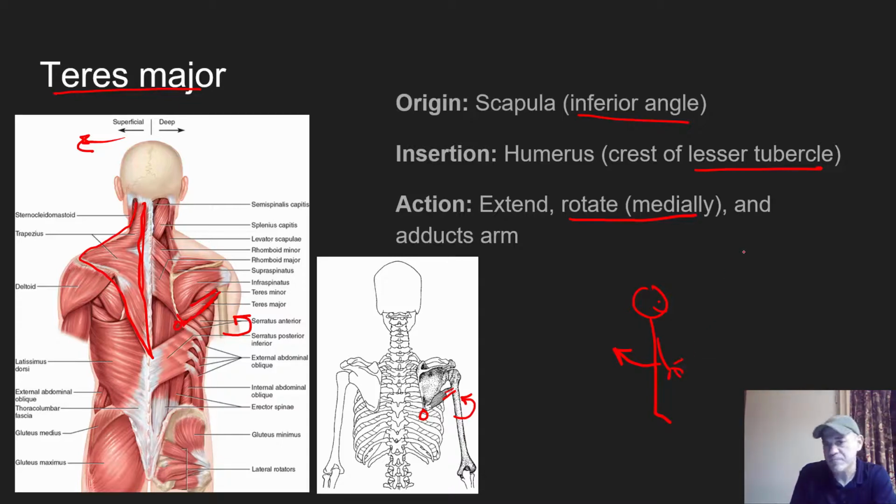We can also adduct, or pull the arm inward. Overall, if this muscle works with some of the other muscles that adduct, then it would assist in adducting, or pulling the arm in against the body. So this is the teres major.